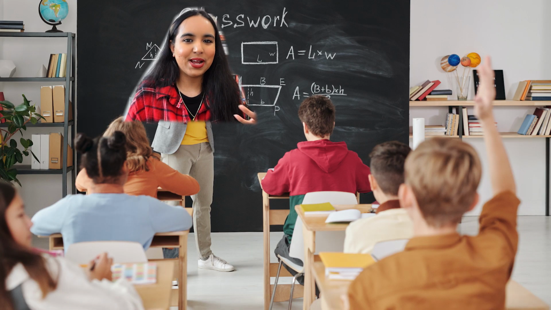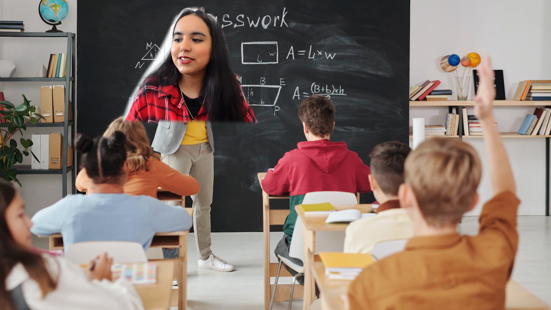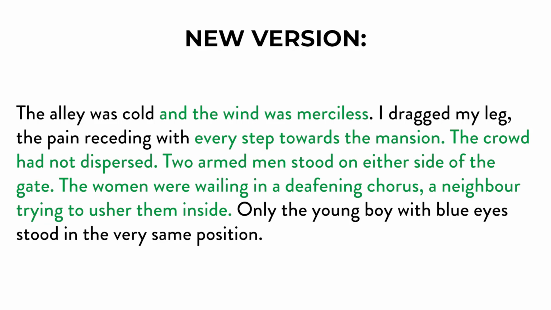I know it seems kind of like an English class where I'm trying to explain my writing to you, but I'm just trying to help you understand how description can be doing a lot of other things than just giving your reader a visual clue. Even the next sentence, which is, I dragged my leg, the pain receding with every step towards the mansion. With every step towards the mansion, that part showcases the feeling of your protagonist.